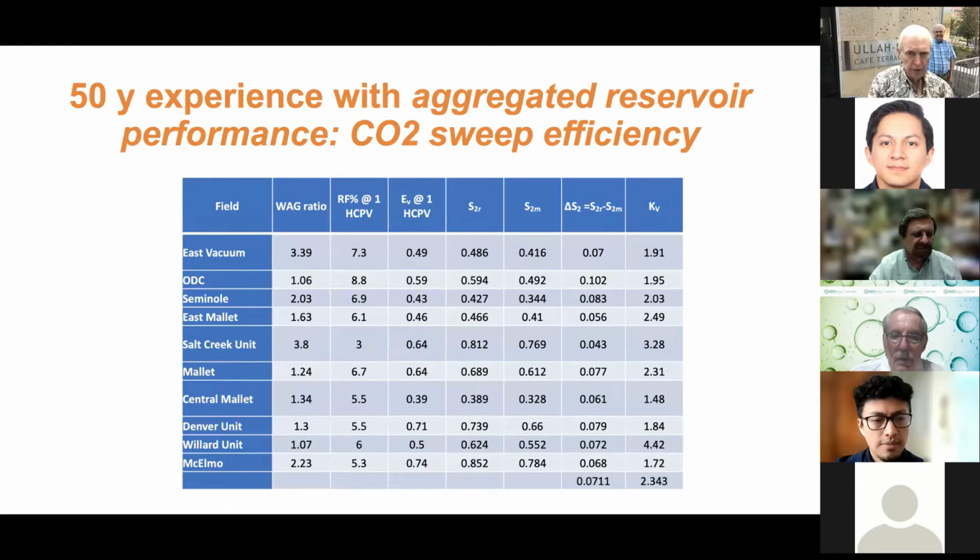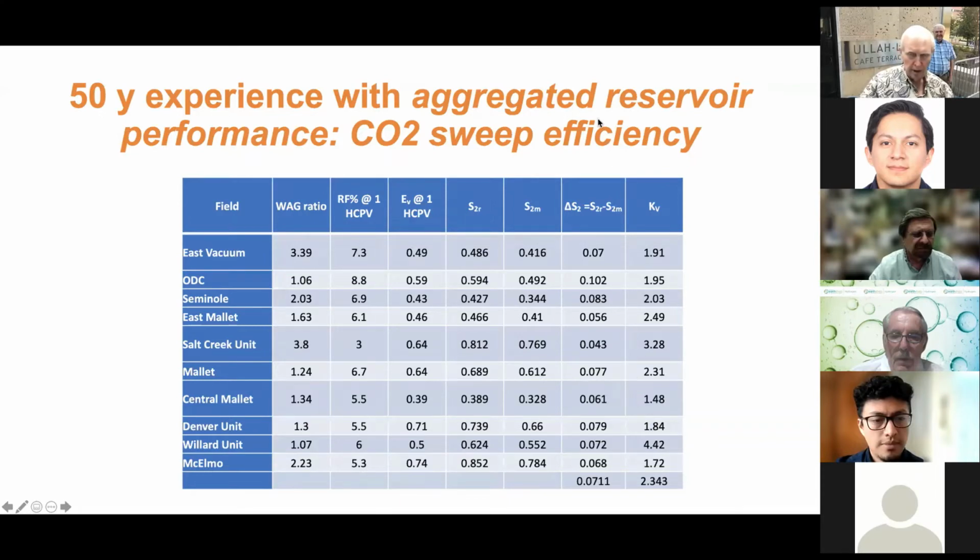And here is the summary of the 2 parameters. There's just a few things I'd like to call your attention to. First of all, these floods were all WAG floods. That means that water is alternating with CO2 during the course of the flood. Over here, this is the saturation in the unswept zone. This is the saturation in the swept zone. Here is the change of saturation, which is one of the parameters. And here's the Koval factor.